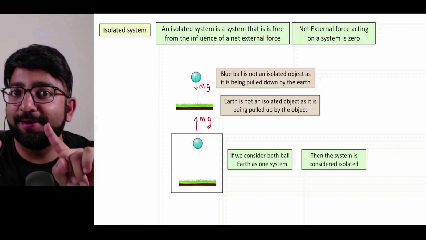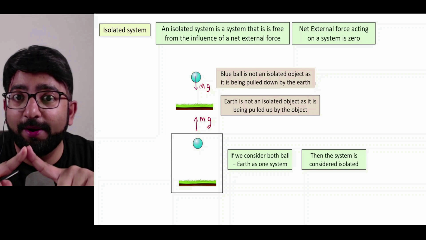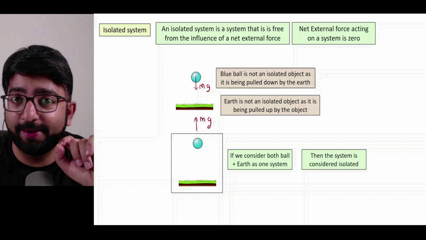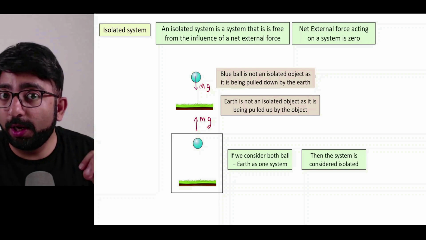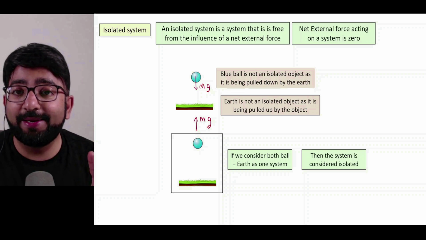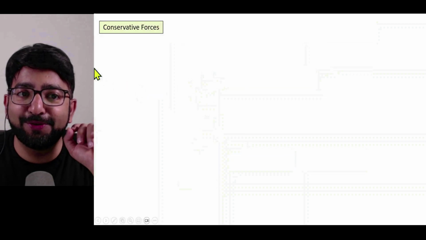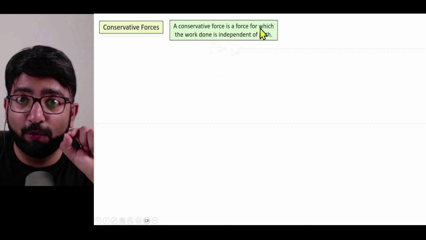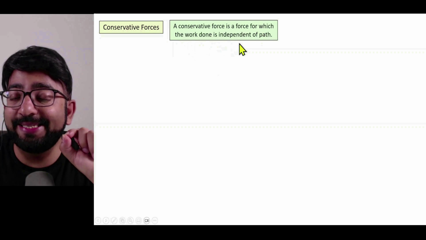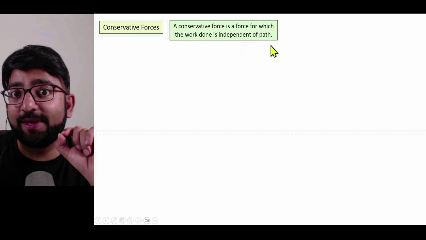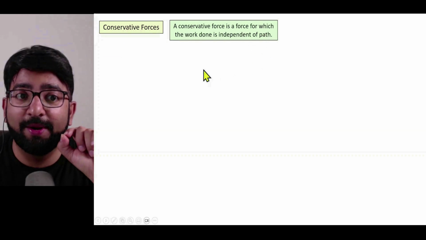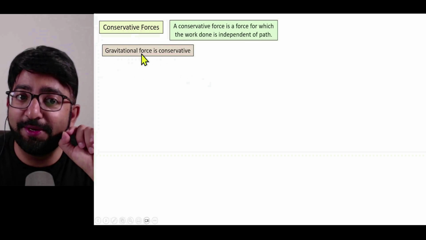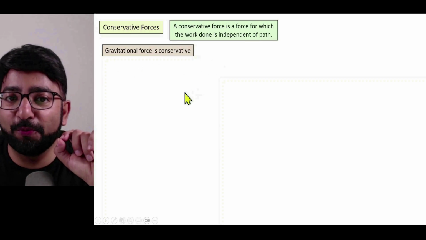So this was the first condition we need to be careful of regarding the law of conservation of mechanical energy. Number two, whatever forces are acting on the object need to be conservative. So what is meant by conservative forces? A conservative force is a force for which the work done is independent of the path. Let's try to understand this with an example. Gravitational force is conservative. Let us try to prove it.